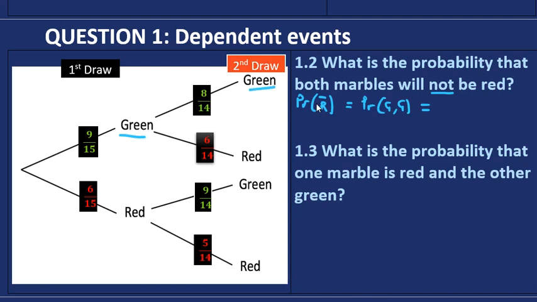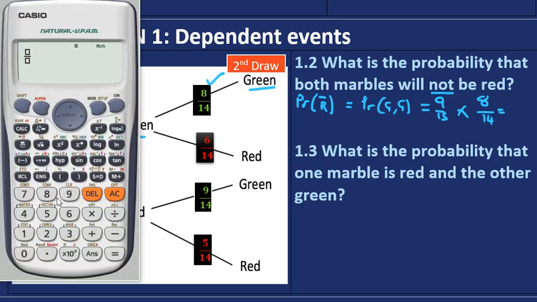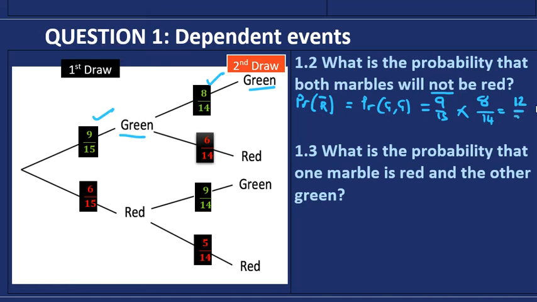To calculate that probability is pretty easy. We're looking for green and green. So that probability will be 9 over 15 multiplied by 8 over 14. If you go to your calculator to check, the answer is 12 over 35.